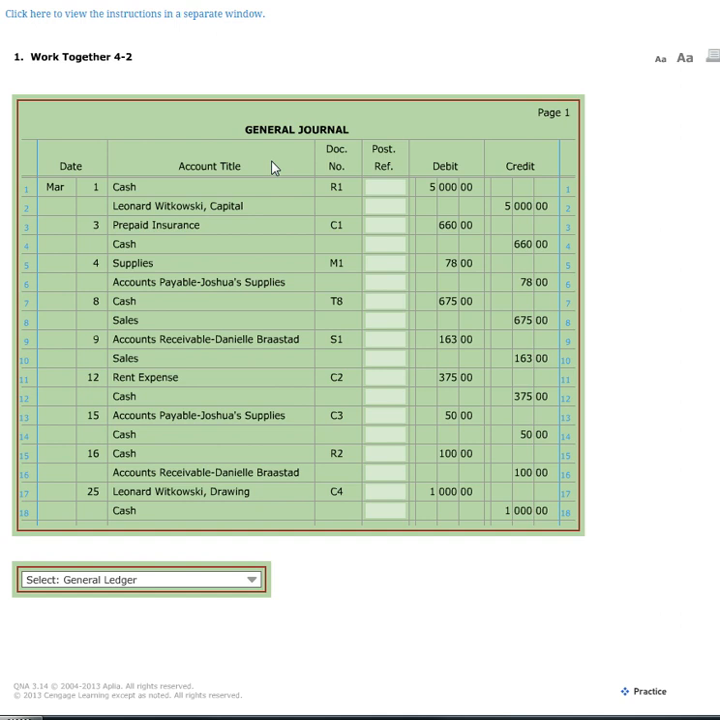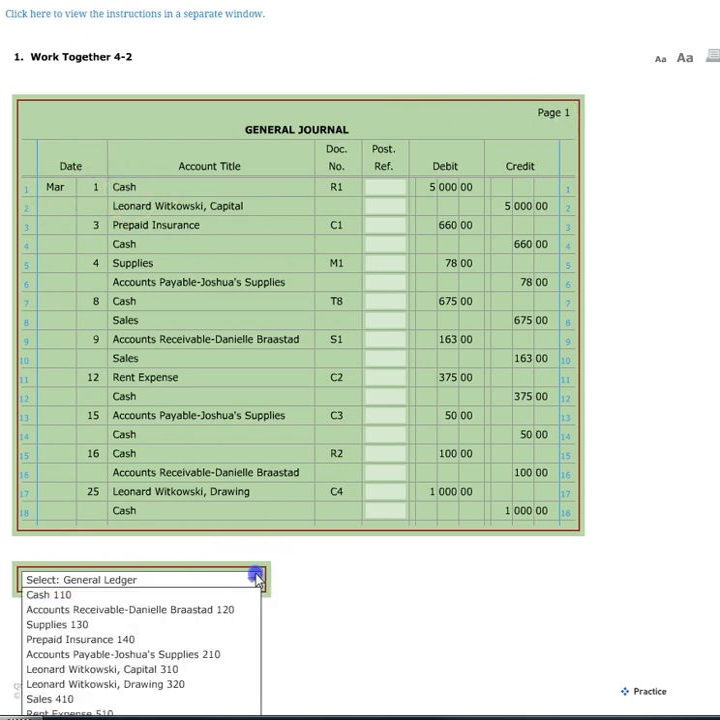And this is for Leonard Witkowski, who owns a service business, and he has the following accounts. Okay, so you see the asset accounts, you see the liability accounts, owner's equity accounts, and the revenue and expenses. And it says to post all the entries in the general journal. Okay, this is March 1st. Notice that this is General Journal, page 1. So you start here, March the 1st.